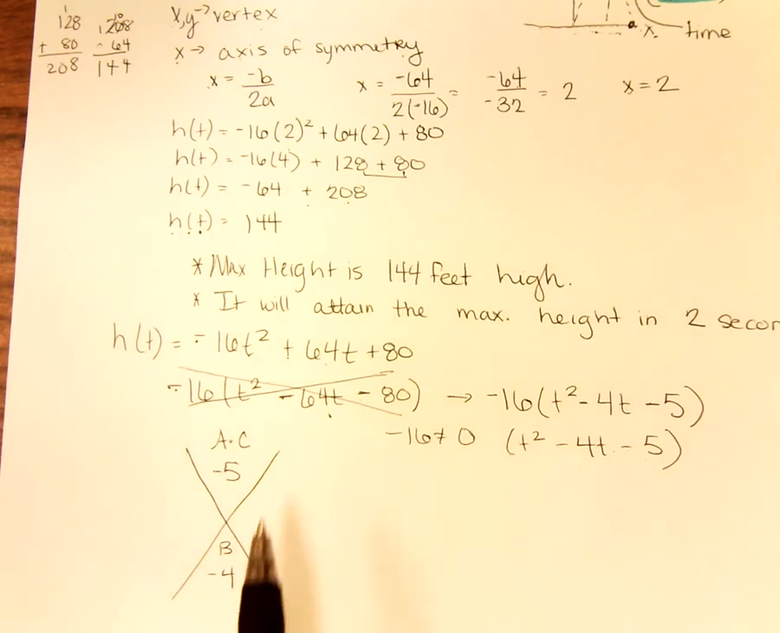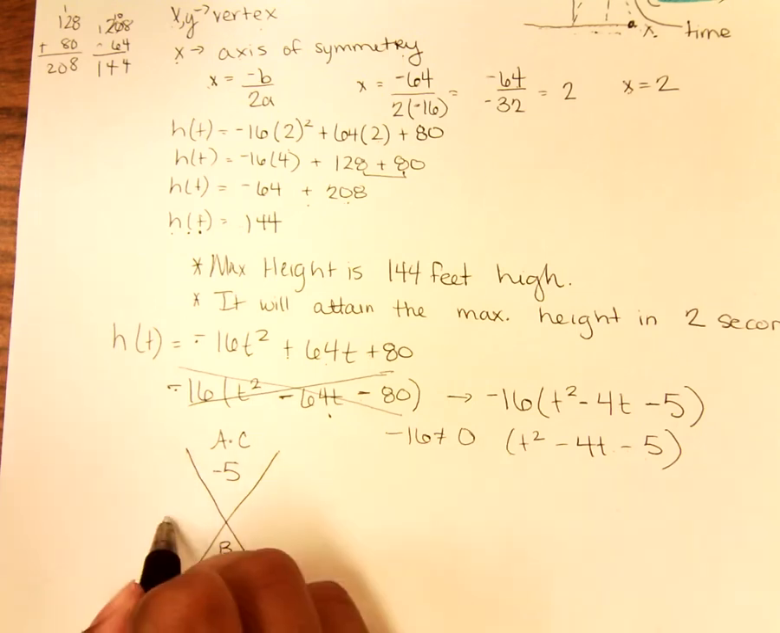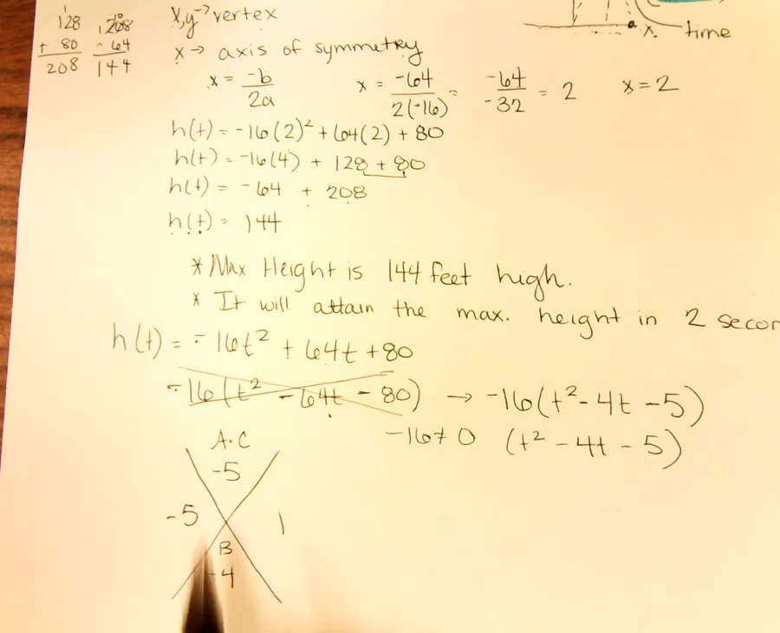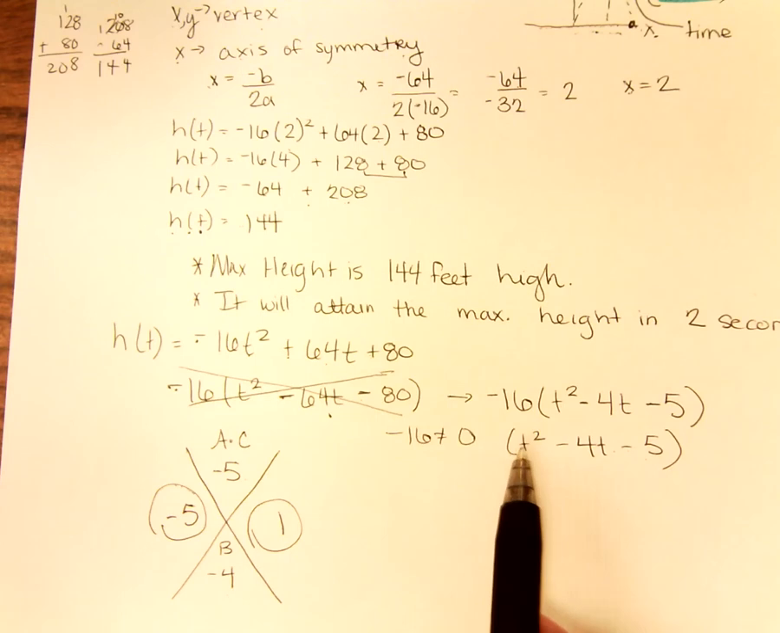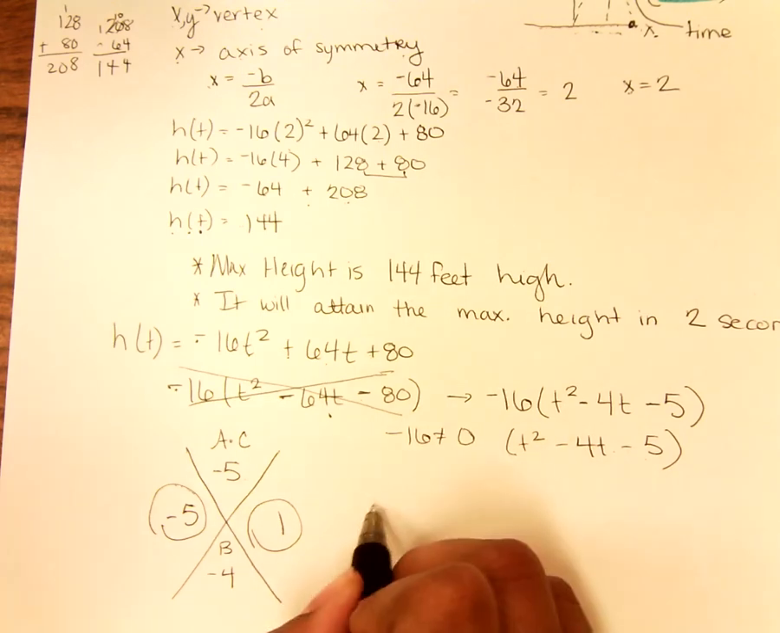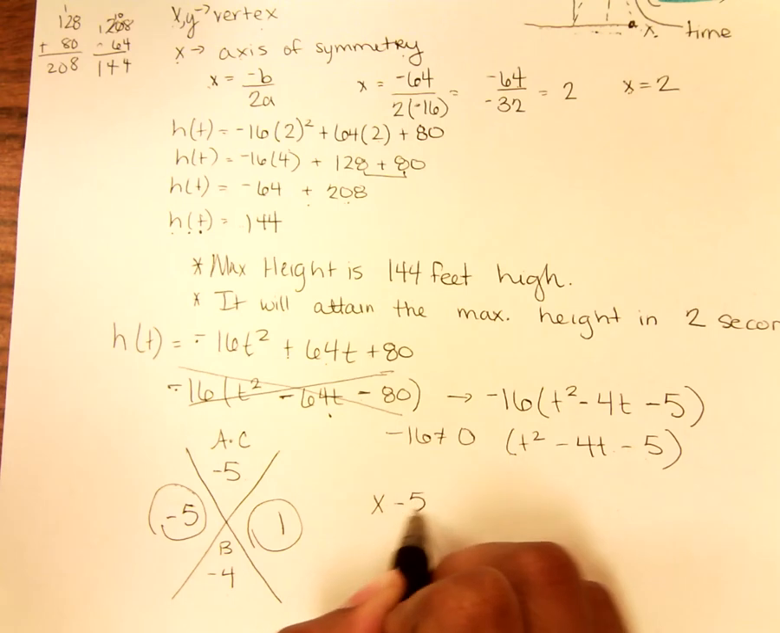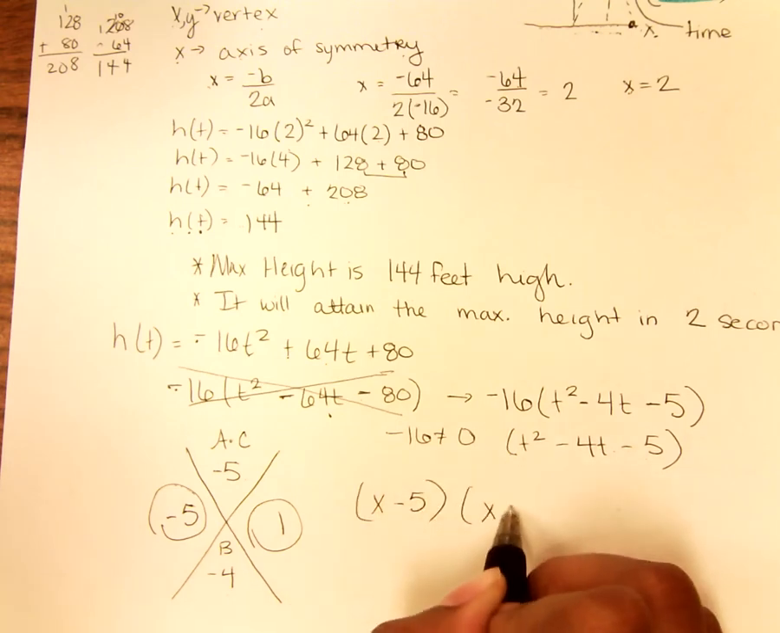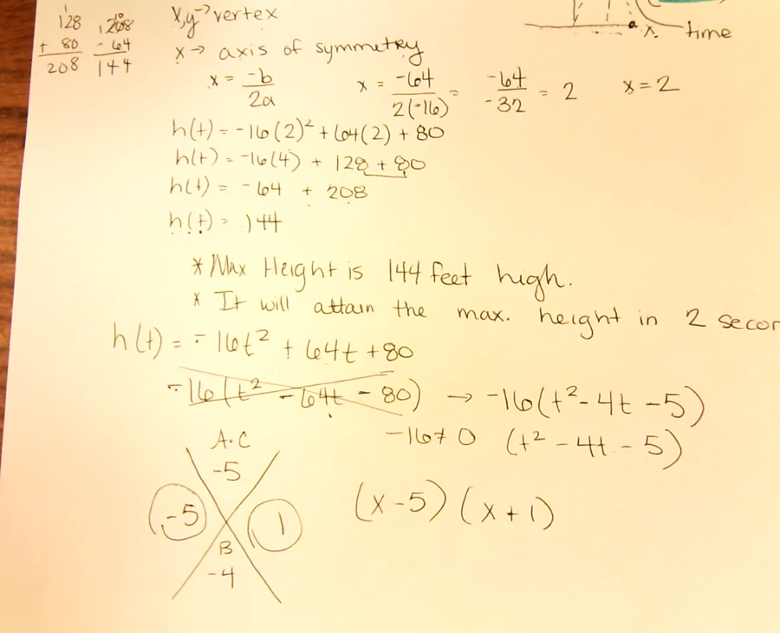So what you want is two numbers that multiply together to give you negative 5, but when you add them give you negative 4. The two numbers that come to mind for me are negative 5 and 1. Because negative 5 times 1 is negative 5, but negative 5 plus 1 is negative 4. These are my two factors. I can quick factor because my A is 1. And what I mean by quick factor is that I can easily say x minus 5 and x plus 1. That's quick factoring.